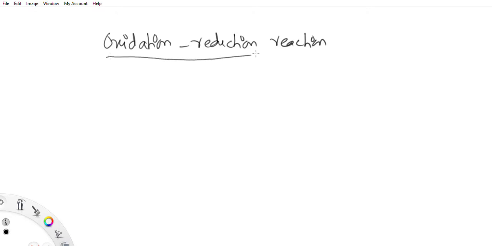Dear students, today we will talk about oxidation and reduction reactions. Oxidation and reduction reactions are simultaneously known as redox reactions. And the word redox is a combination of two terms. The first term, red, means reduction, and the second term, ox, means oxidation.